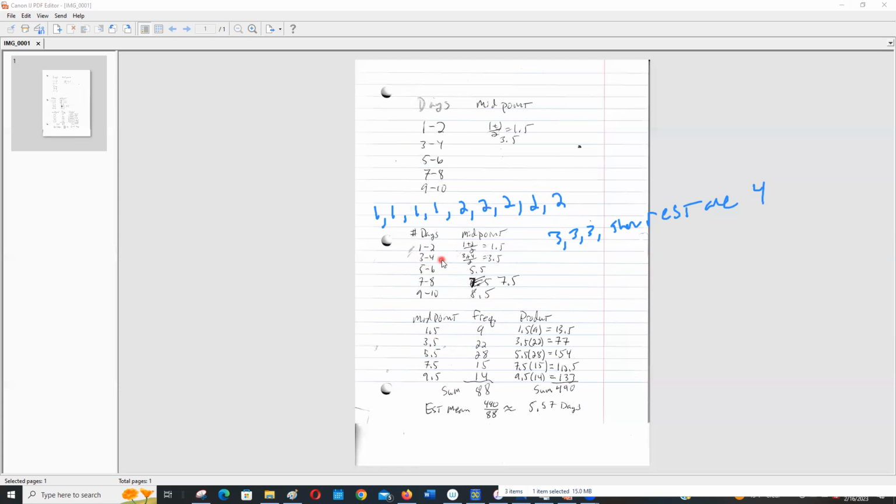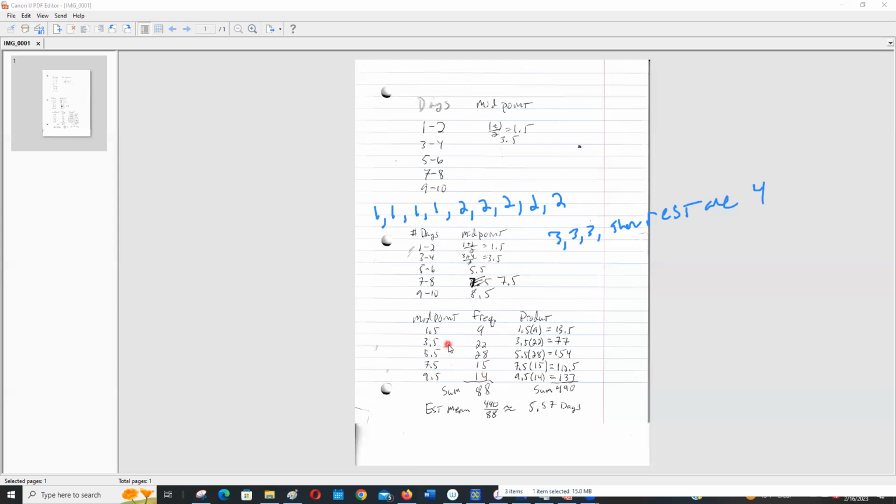Do the same thing for 3 to 4. 3 plus 4 is 7, divided by 2 is 3.5. 5 plus 6 is 11, divided by 2 is 5.5, and so on and so forth. Okay. And then I listed those midpoints and copied down the frequencies.